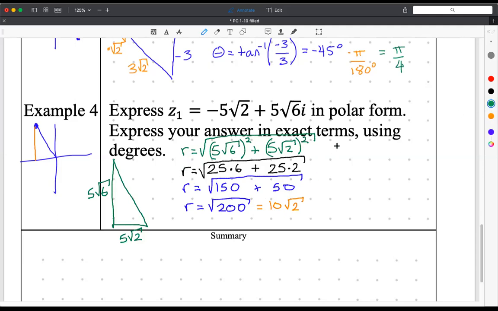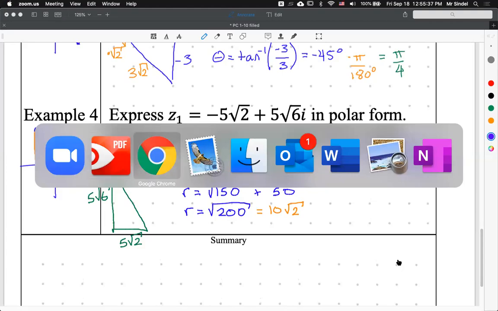How do you find the argument, the theta up here? So start in blue now. So theta, again, I'm just going to use arctangent, so tangent inverse of our imaginary, this 5 square root of 6, divided by our real, this negative 5 square root of 2. Again, negatives are important. And then this is where I'm going to come over to my calculator. I need to share my entire desktop so I can just Alt-Tab really quickly between them.